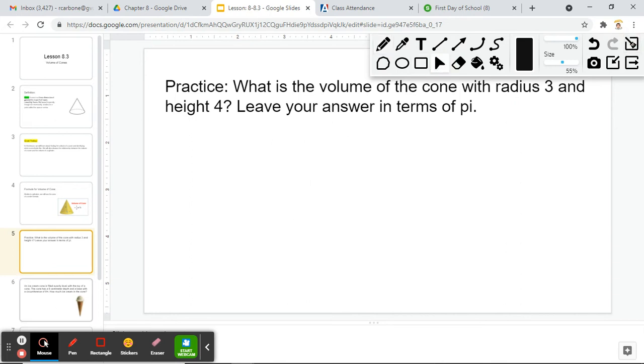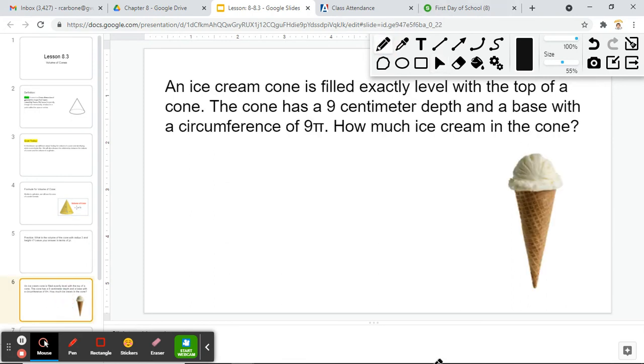Not too bad, right? Okay, so an ice cream cone is filled exactly level to the top of a cone. So it doesn't look like this, but it's filled off basically right here. The cone has a 9-centimeter depth. That's what that looks like. And a base with a circumference of 9 pi. How much ice cream is in the cone?